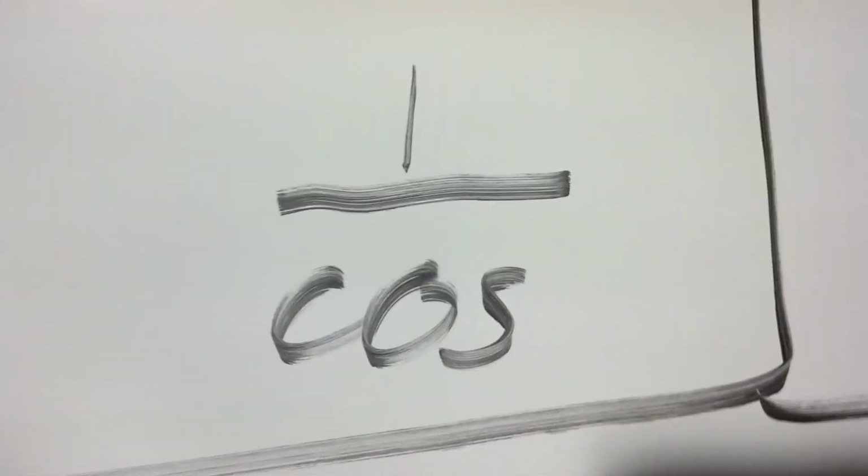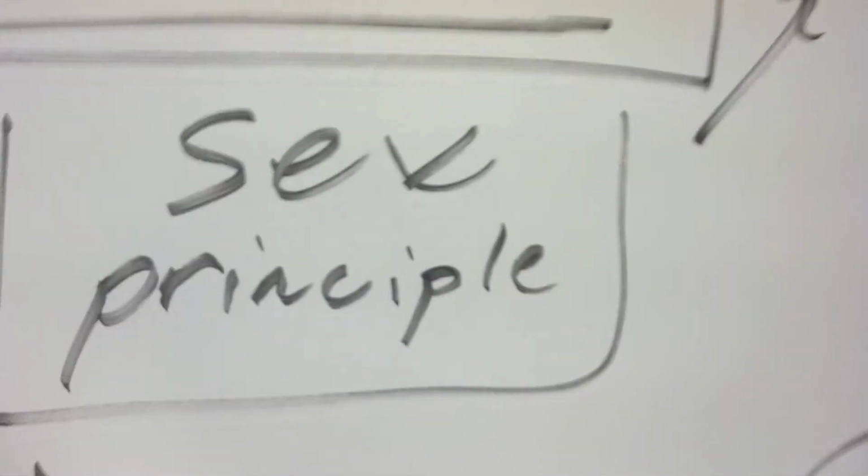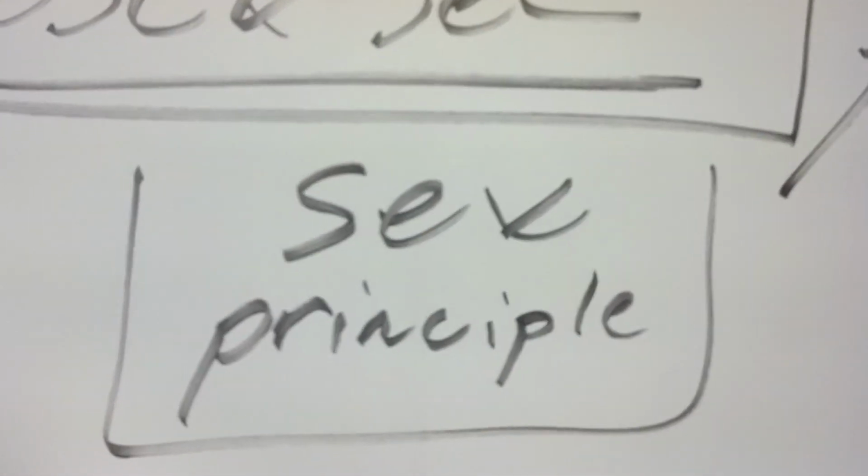Of course, you could remember this the hard way by just remembering that cosecant has an S in the middle, so it's sine. And secant has 1c, so it's cosine. But that's the hard way to do it. Just remember the sex principle, and you'll be okay.